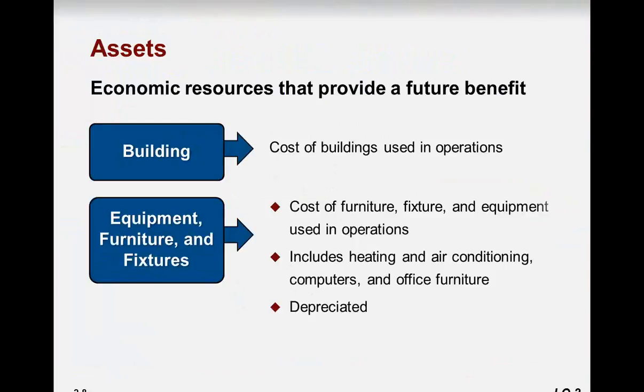The items that we use, such as the heating and air conditioning, the computers, the office equipment, furniture, and fixtures in our buildings would all be depreciated items, which means we spread the cost of their use out over their entire life.